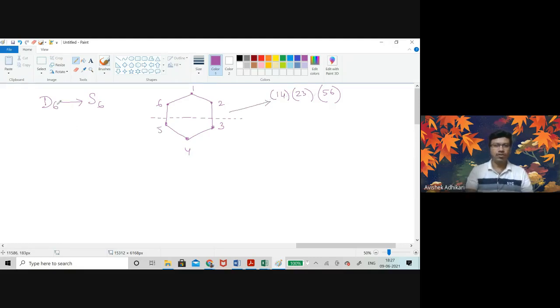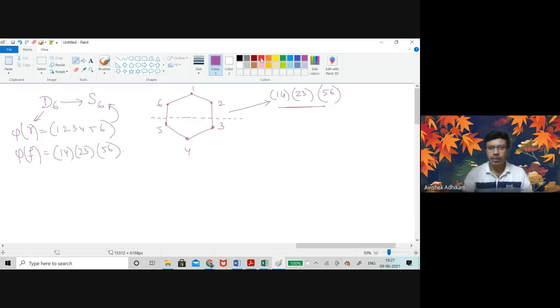So what I'm going to do is put R. My phi of R goes to a cycle 1, 2, 3, 4, 5, 6. That's an element of this. And phi of flip, I'm doing this permutation 1, 4, 2, 3, and 5, 6. So it's my homework.